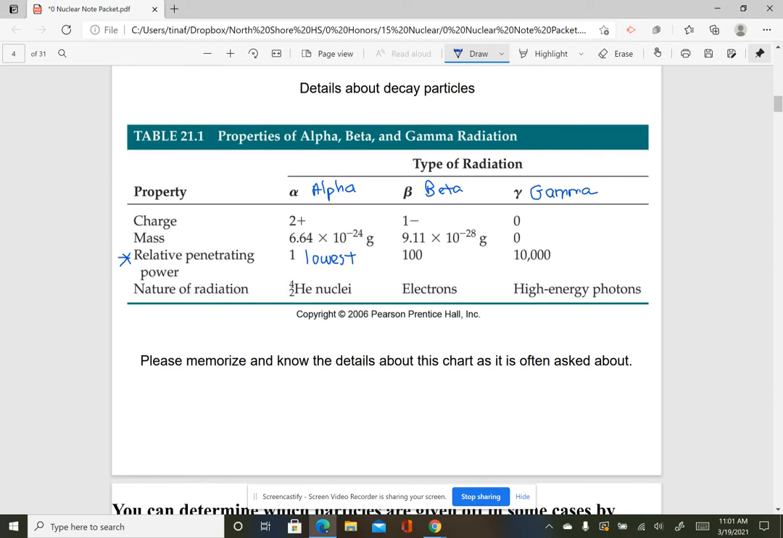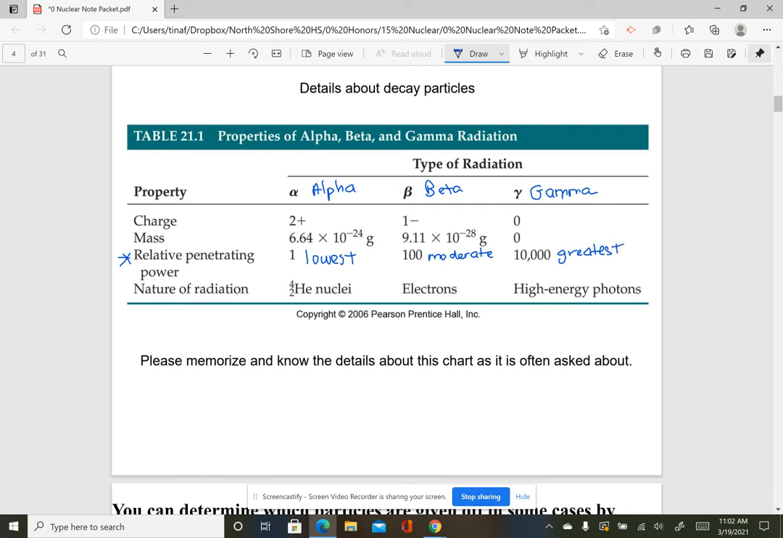Beta is a little bit bigger. I'm sorry, a little bit smaller, but not as small as the gamma. So they're kind of okay at squeezing through small spaces. Gamma particles have no mass and no charge. They are the best. They have the greatest penetrating power as far as squeezing through.